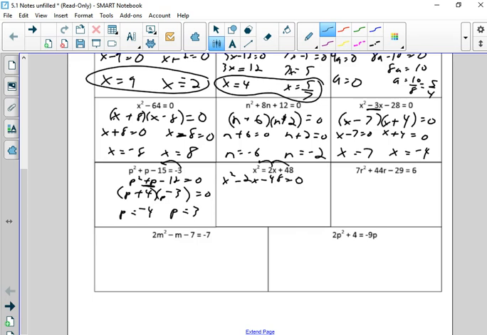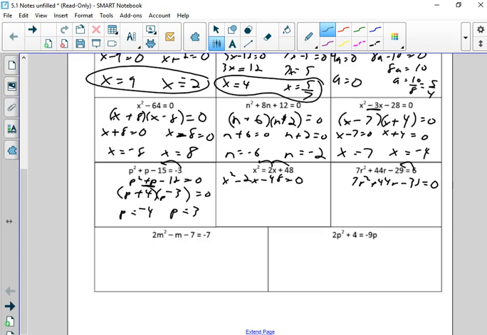This one, move the 6 over. 7r squared plus 44r minus 35 equals 0. This one will be a bit more of a guess and check because you've got 7 in the front. Okay, it'll be a little bit more work.